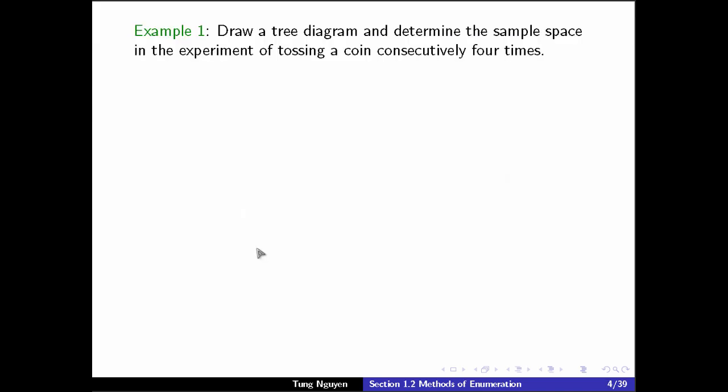So let's take a look at an example. We want to draw a tree diagram and determine the sample space in the experiment of tossing or flipping a coin consecutively 4 times. Again, we always have to assume that the coins always land on either head or tail. It doesn't land on the edge.